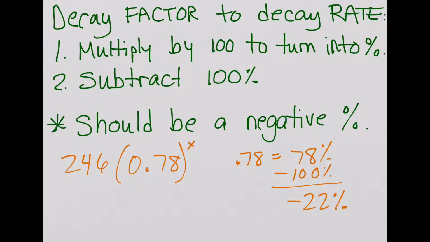Am I right? 100 minus 78? Yeah, should be negative 22%. And that's exactly what our decay rate is. Should be a negative percent. Oh, I'm losing 22% every time for that example.